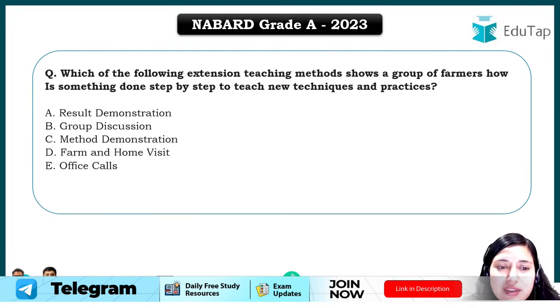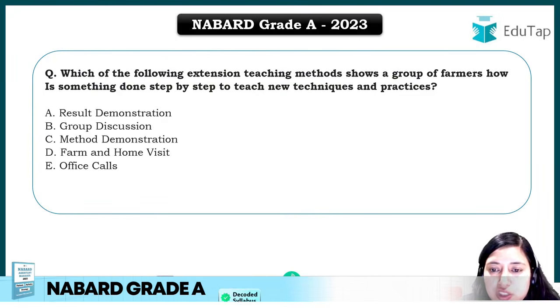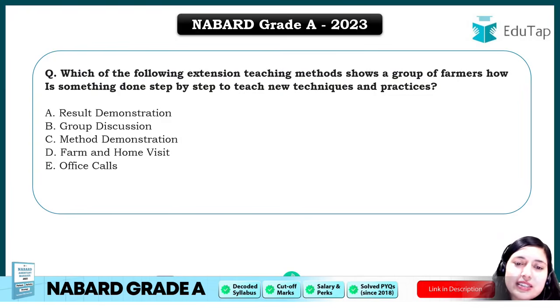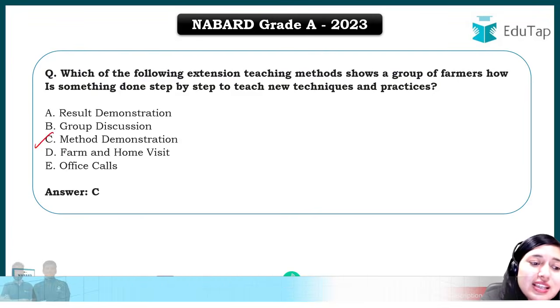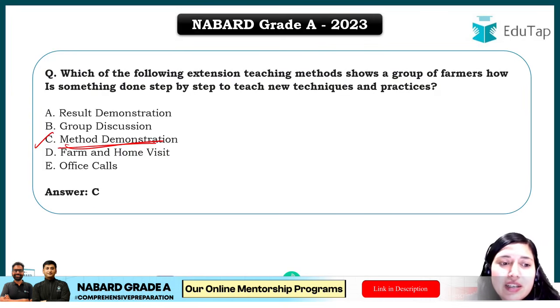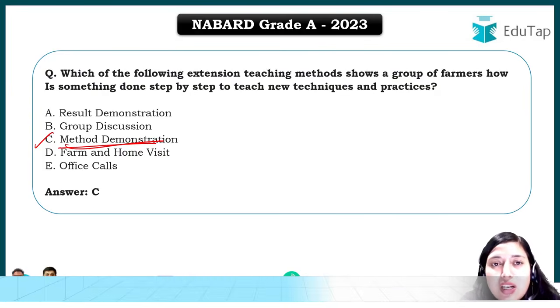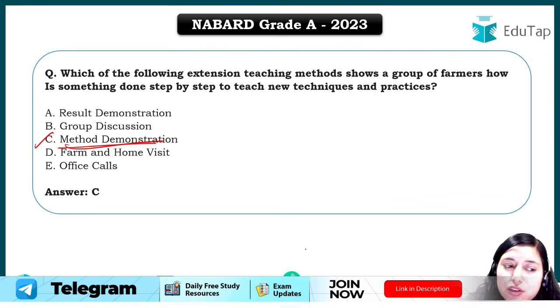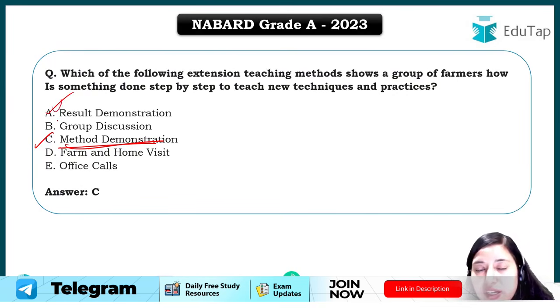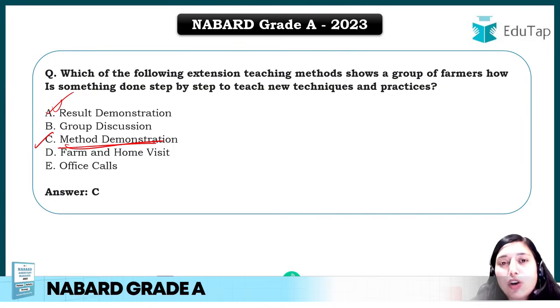Next question is, which of the following extension technique methods shows a group of farmers how something is done step by step to teach new techniques and practices? So students, this is a question from your agriculture extension chapter, right? So here this question has been asked regarding type of extension education method. So for this the answer will be option C, which is method demonstration. So in case of method demonstration, step by step farmers are taught how to perform a particular technique, how to adopt a particular technique. In case of result demonstration, what is done? A farmer who has already adopted a technology is asked to demonstrate it.